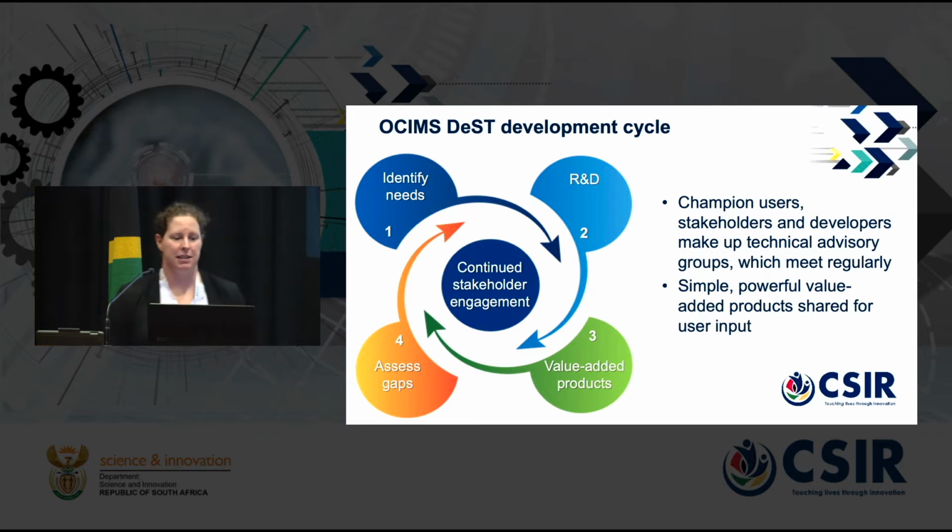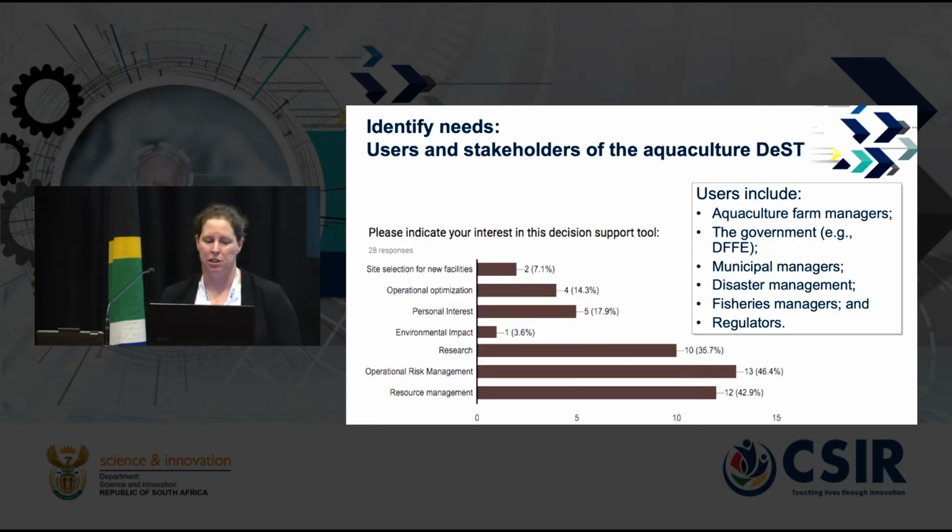In terms of the needs of the industry, operational risk management and resource management, specifically in terms of harmful algal bloom detection, came out as the top priorities. And this information is used not only by the aquaculture farm managers, but also government, municipal managers, disaster managers, fisheries managers, and regulators.